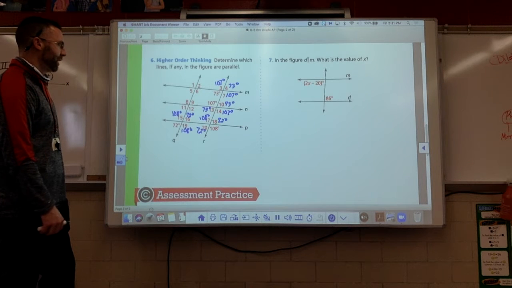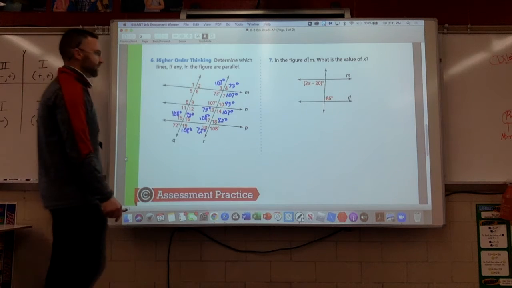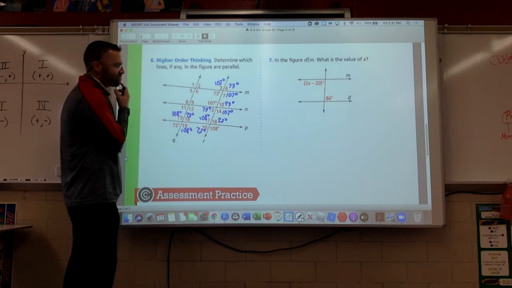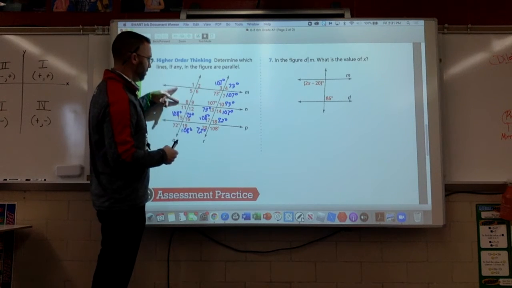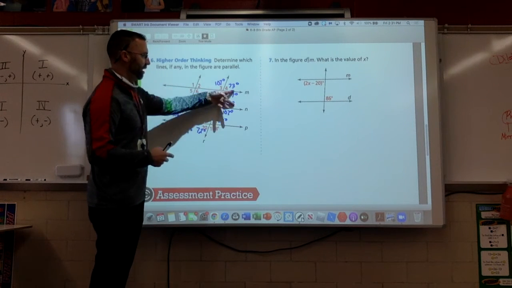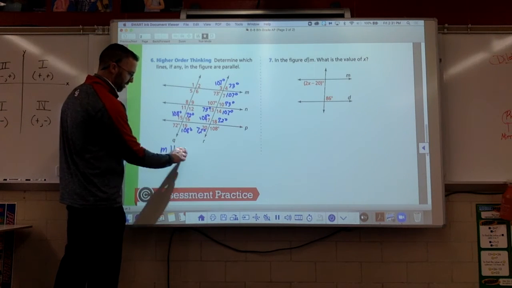How can we go from here? We just got to figure out which lines are parallel, guys. So look for those lines that have the same two angle measures. So it looks like 107, 107. What about here? Yeah. M is parallel to N. Yep. Okay. That's one set.